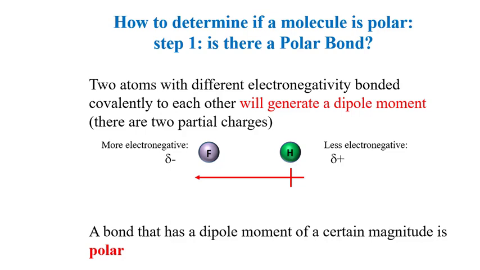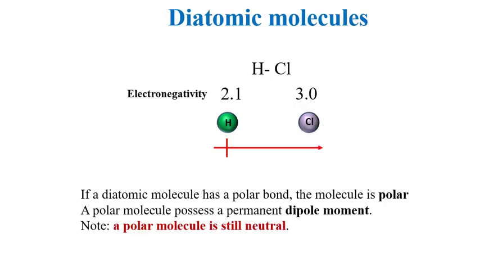Now, if your molecule has a polar bond, and is, for example, a diatomic molecule, then that molecule will be polar. So for diatomic molecules, it's very easy. If it's a polar bond, that molecule is polar. So HCl, you can see there the difference in electronegativity is larger than 0.5, so that molecule is polar. Important, polar molecules are neutral. They have those partial charges.